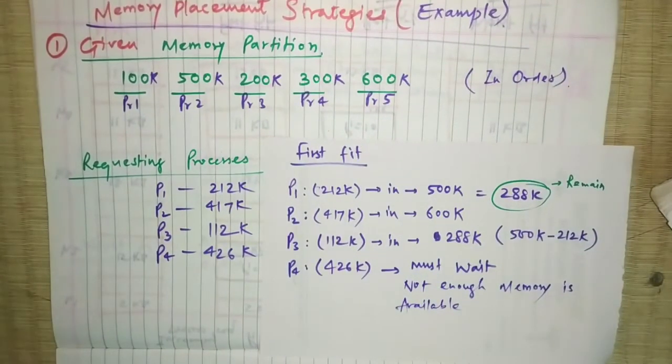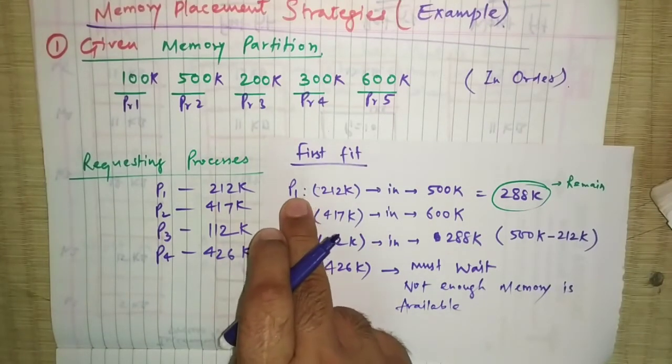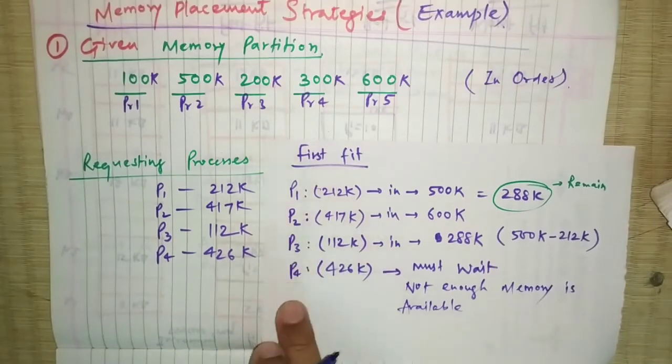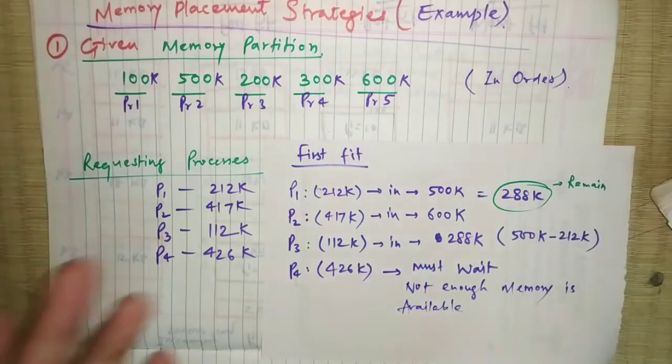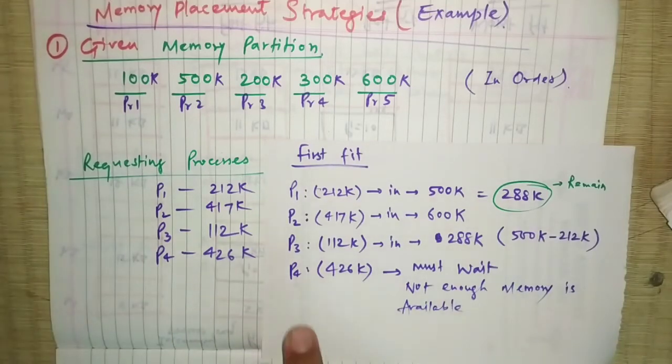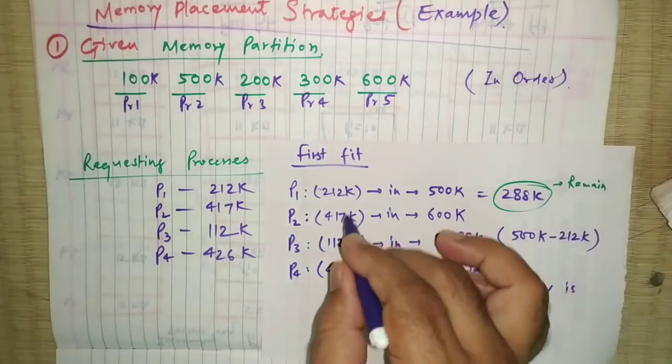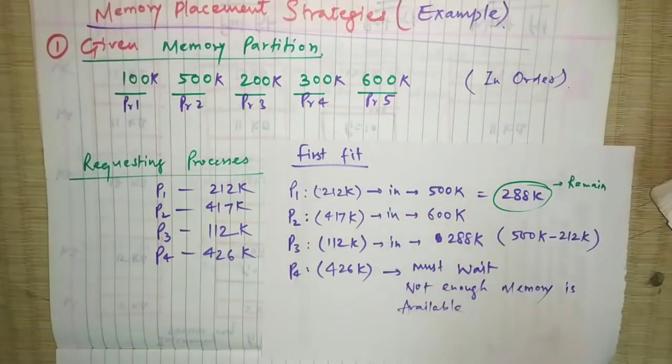So according to the first fit algorithm, we have allocated P1, P2, P3, but P4 is not allocated because we don't have enough space. The partitioning scheme was quite like this, so it was not good, and we have left P4. P4 has to wait. When any process P1, P2, P3 completes, then we will allocate P4 to the remaining space. So it was all about the first fit algorithm.